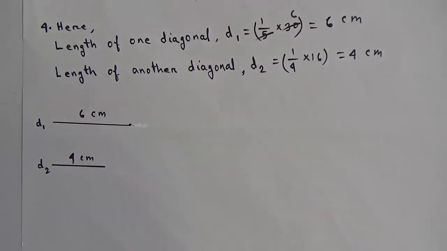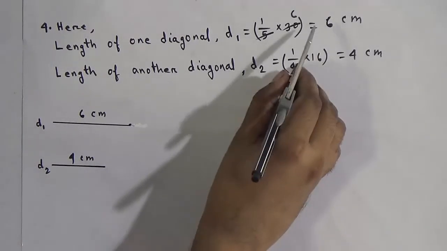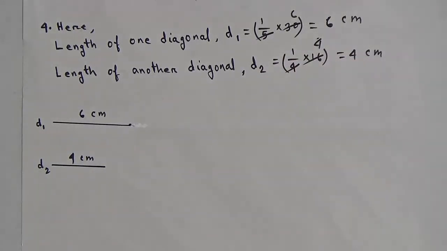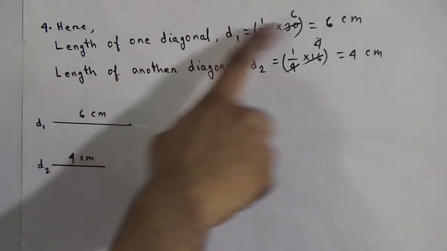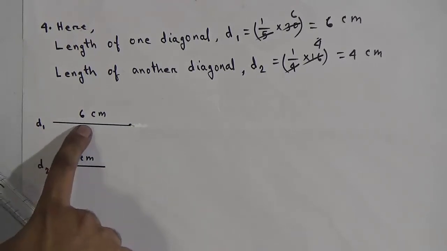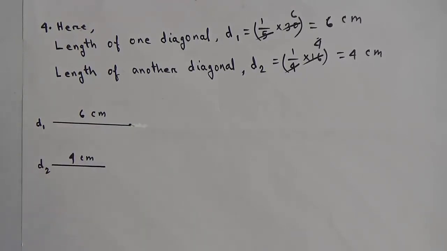Again, the length of the other diagonal, we'll consider its name is D2, and it will be 1/4 of the width of the wooden box, and the width of the wooden box is 16 centimeter. If we cut 16/4, then 4 fours are 16, so it will be 4 centimeter. Now one diagonal's length is 6 centimeter and another diagonal's length is 4 centimeter. Dear students, using a scale, I have already drawn these two diagonals.